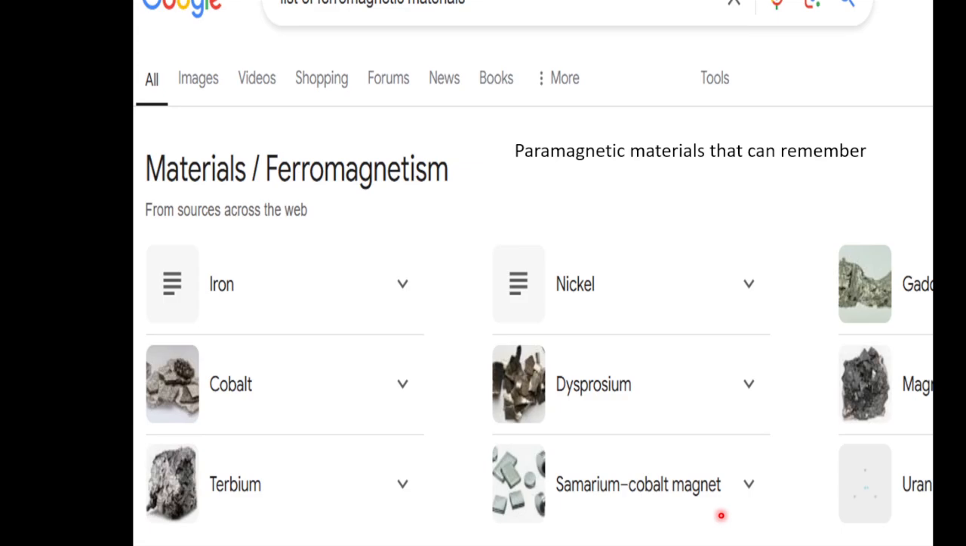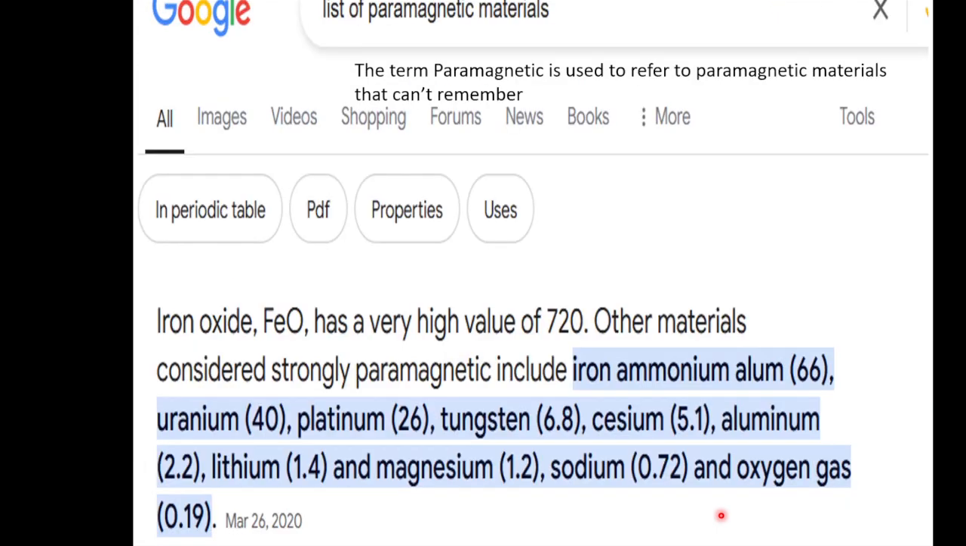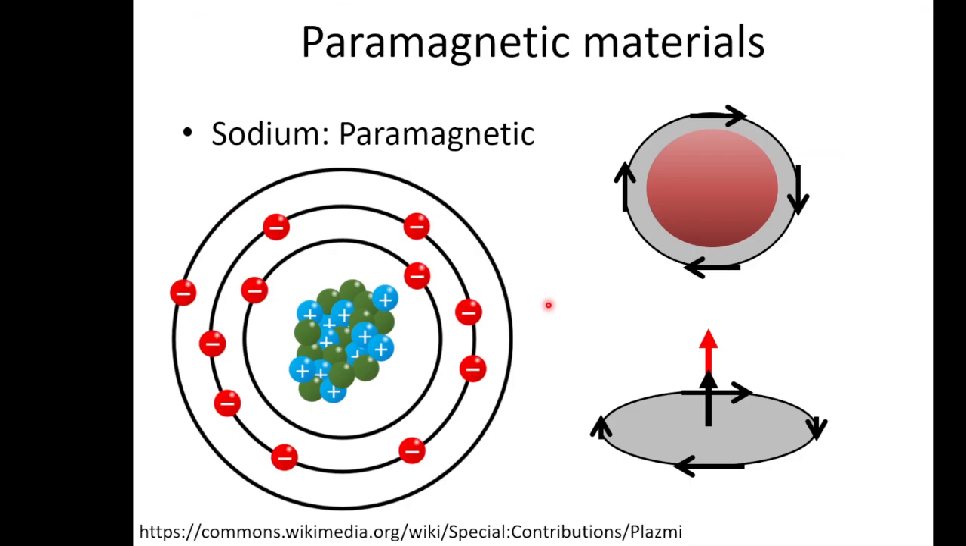Just like in the Navy, the first ship of its class is the name of the class, and that's kind of the same idea here. Okay, but there's also paramagnetic materials, and the difference between paramagnetic materials and ferromagnetic materials is that paramagnetic materials forget. They can't remember. And I'll explain what we mean by that in a moment. Now, you mix iron with other things like ammonium alum, whatever, and it will be able to forget. And again, I'll explain what that means in a moment.